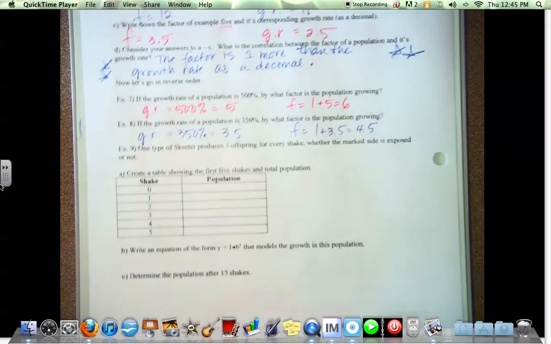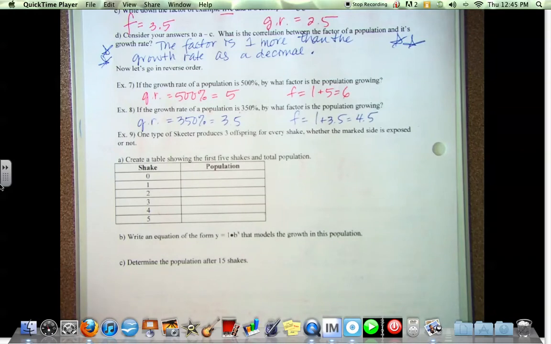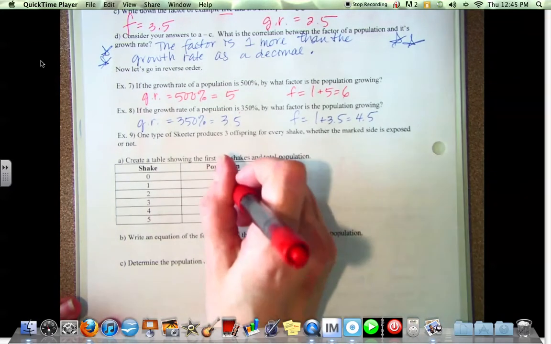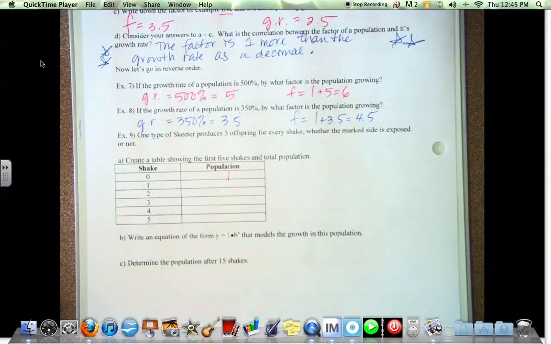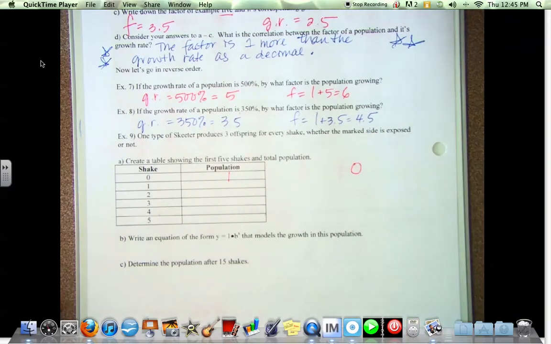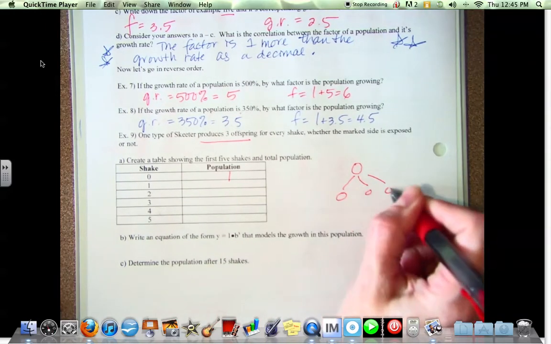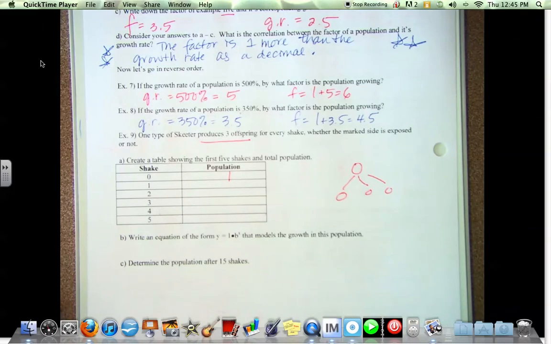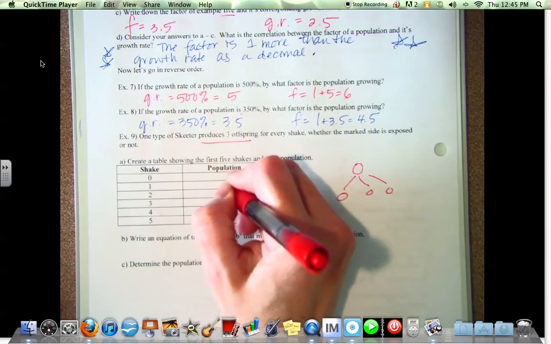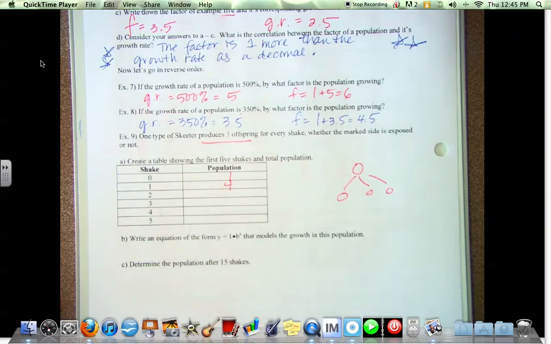One type of skeeter produces 3 offspring for every shake, whether the mark side is exposed or not. Create a table showing the first 5 shakes and total population. So at shake 0, how many do we have? 1. So this skeeter produces how many offspring? 3 offspring. So I have a total population of 4.